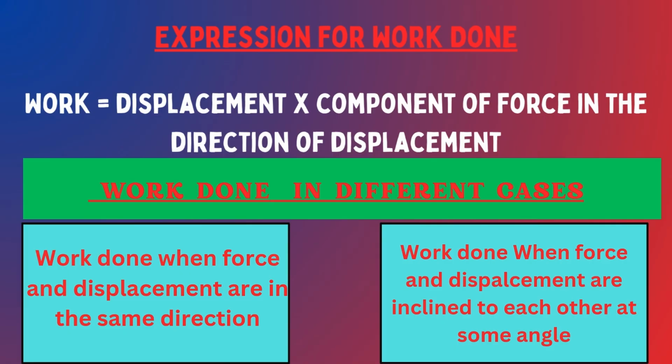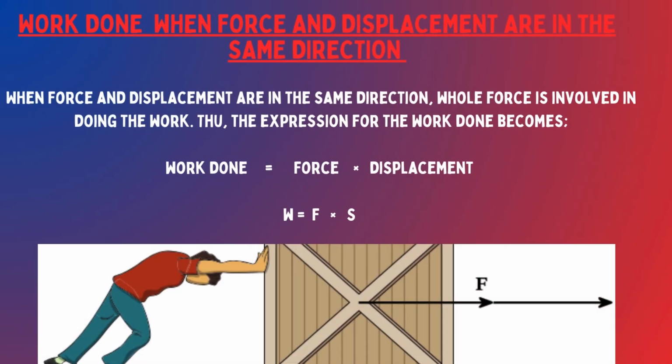Now let us analyze it in two cases. First, let us see what the expression of work will be when force and displacement are in the same direction. And in the second case, we will see what the expression or formula is for calculating the work done when force and displacement are inclined to each other at some angle. Now let's take the first case. We'll find the expression for work done when force and displacement are in the same direction.